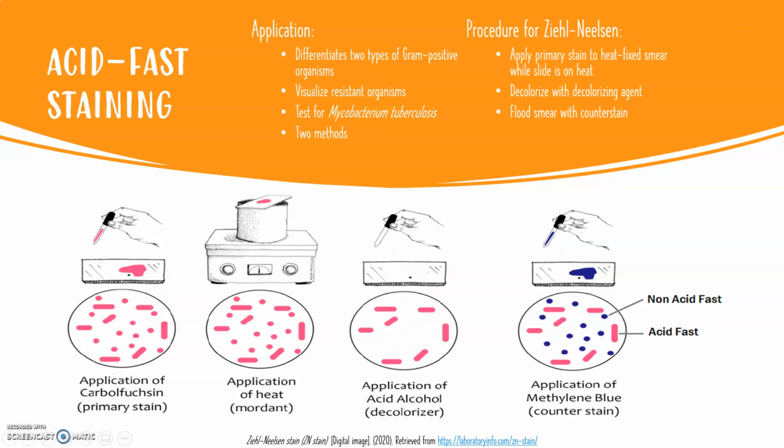So here in the picture, you can see that all these pink cells retain the primary stain carbolfuchsin because those cells contain the mycolic acid layer, and so those would be your acid-fast cells. And then these blue cells are going to be your non-acid-fast cells that retained the methylene blue because they do not contain the mycolic acid.